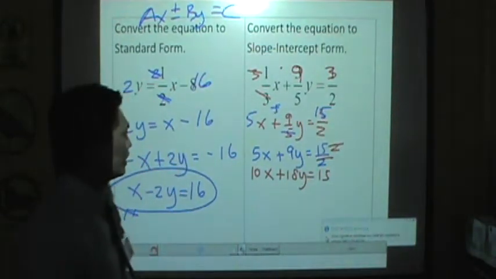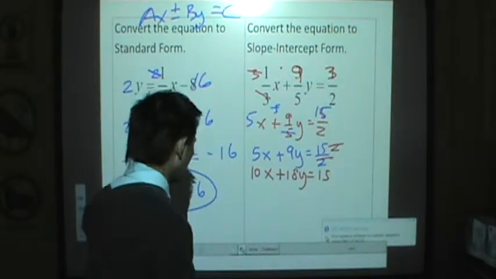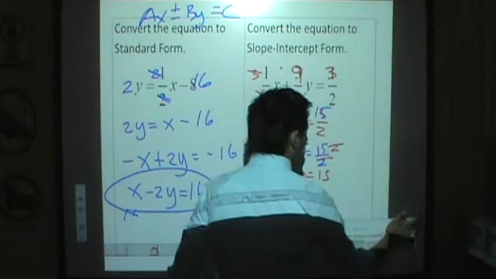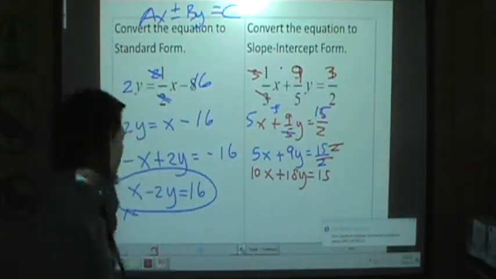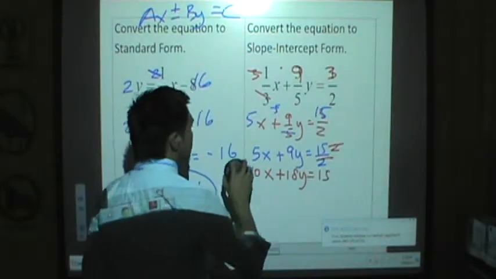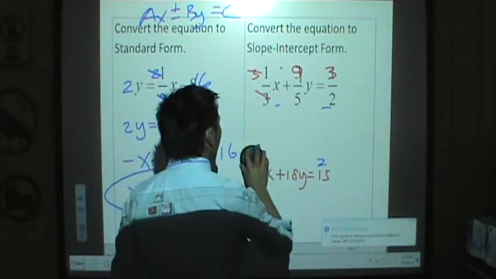And now we can go ahead and move that 10x over to the right, because solving this problem, we're actually just doing y equals mx plus b. So let me erase this part. Okay.